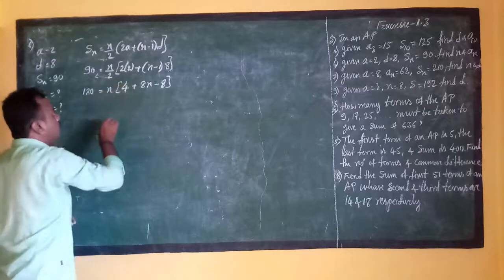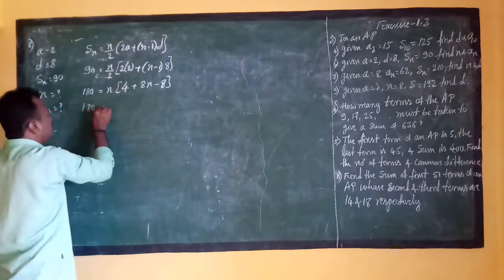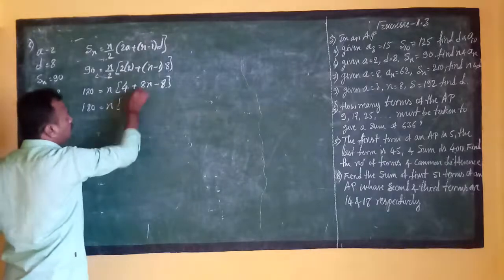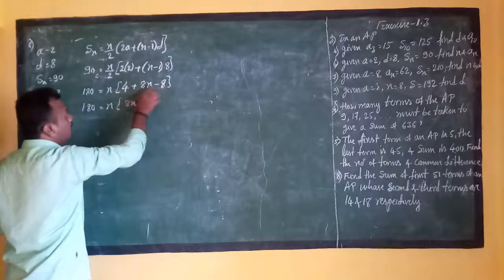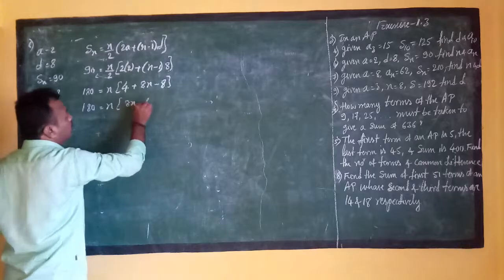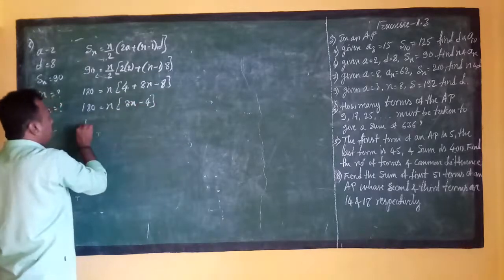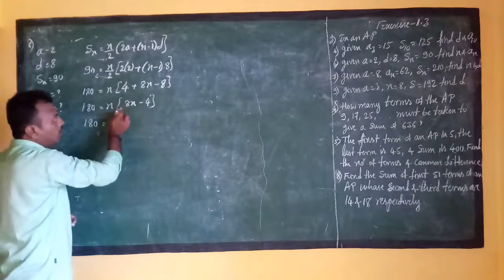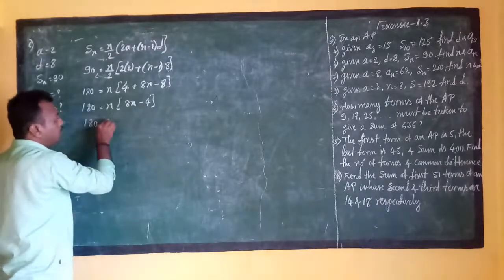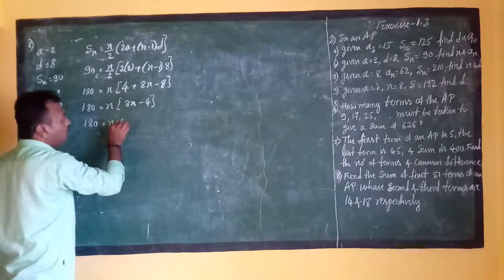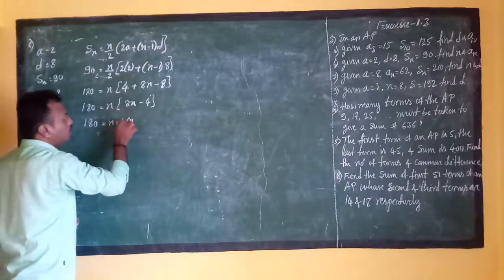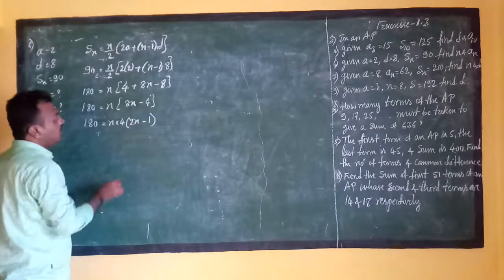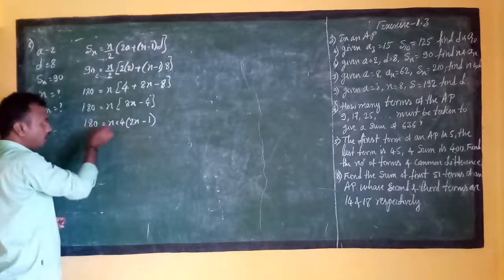Next, students, 180 is equal to n into 4 and minus 8. So 8n as it is, 8 minus 4, it becomes minus 4. Then 180 is equal to, do one thing students, you have to take out the common factor here. It is very simple. So n into, the common factor is 4. So remaining is 2, 4 2s are 8, n minus 1, 4 1s are 4.